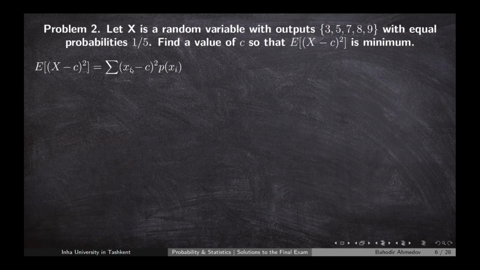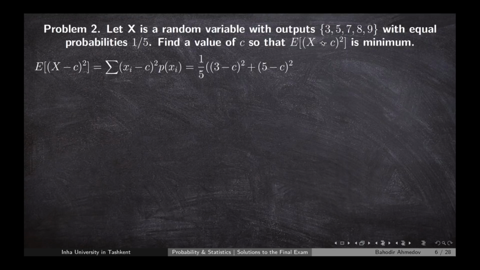This is going to be equal to: we need to evaluate the function for each of the outputs of the random variable, then multiply this by the corresponding probability of appearance of this random variable. So if I put 3, 5, 7, 8, 9 instead of xi, and the probability of xi is always the same, 1 over 5, that is why I can write this separately. If I put 3 instead of x here, it's going to be (3 minus c) squared. If I put 5, it's going to be (5 minus c) squared, and so on.